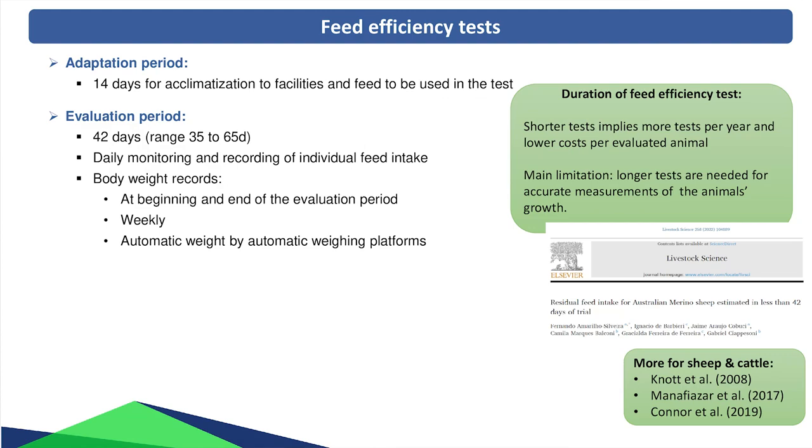The problem here is that weekly weighing would give very accurate information, particularly to have an accurate estimate of the growth rate of each animal. But you are moving the animals and affecting their feeding behavior each time you have to move them to be weighed. So this is another alternative, which is automatic, every day, without human intervention.